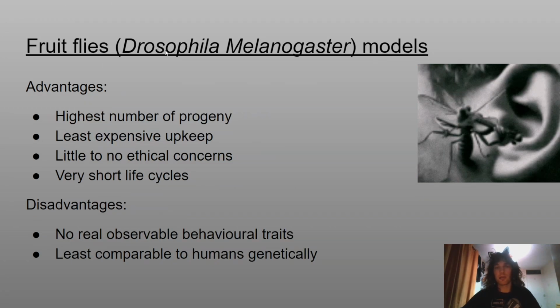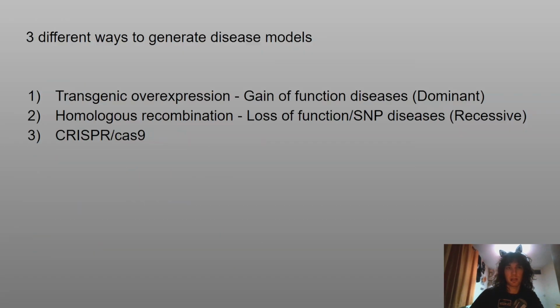And then we have fruit flies, Drosophila, the E. coli of animal disease models. They have the highest number of progeny, they're the least expensive to upkeep, they have little to no ethical concerns, and they have very short life cycles. All of these are very great points. Why don't we use these guys forever? It's because they have no real observable behavioral traits. They just sit and fly. They don't really do anything else. And they're the least comparable to humans genetically. So if you find a therapy for a disease in Drosophila and immediately apply that to humans, that would make you a bad scientist.